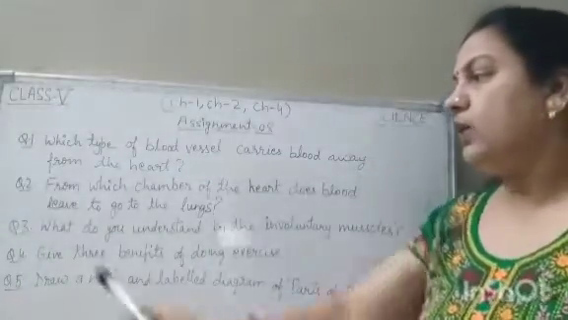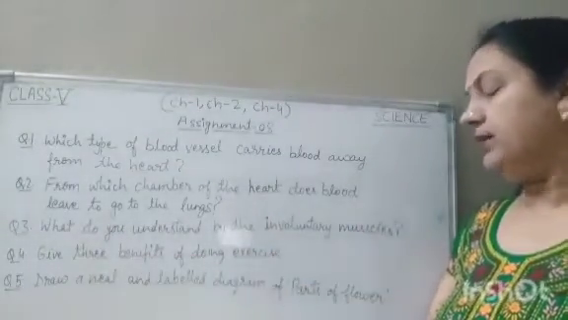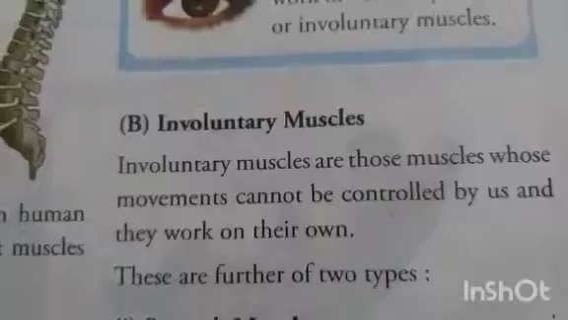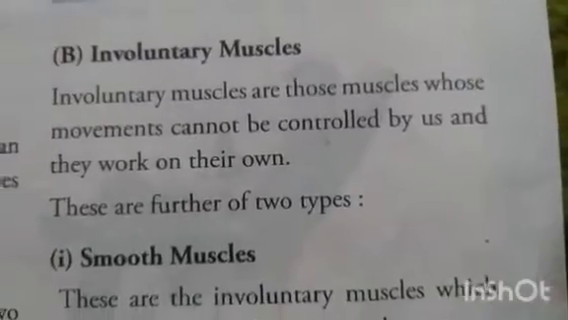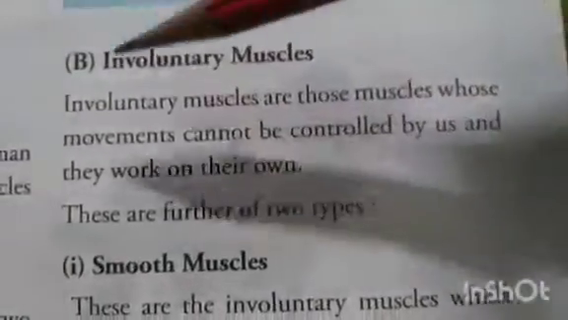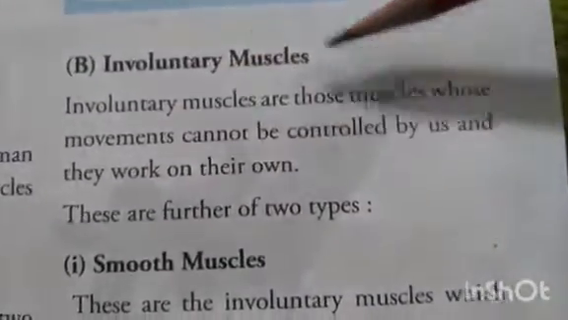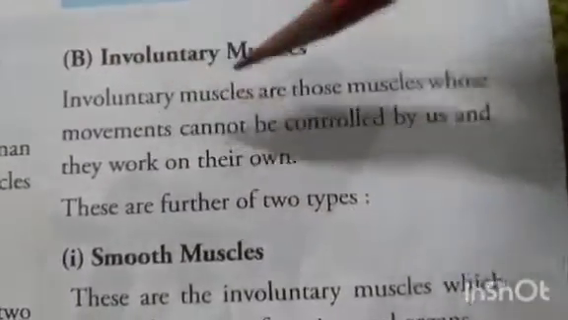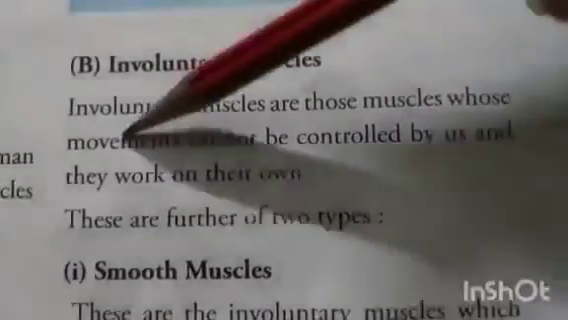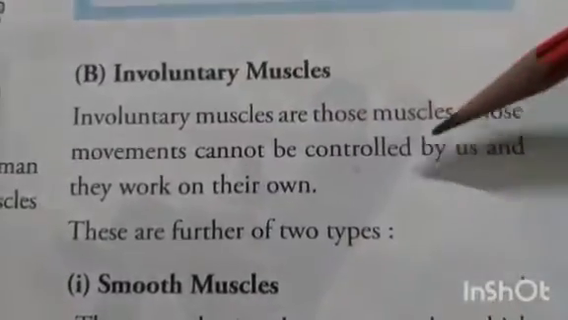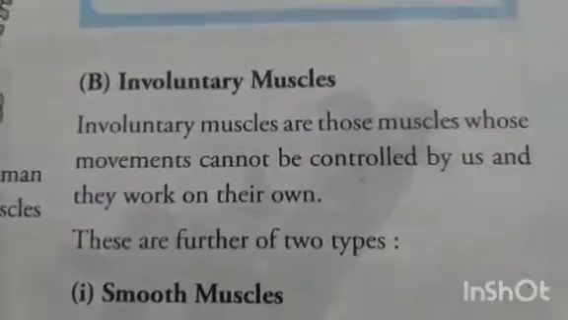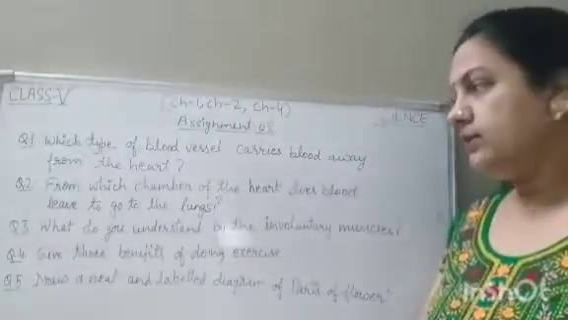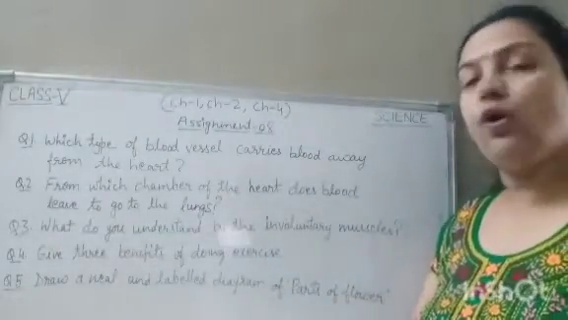Third question is what do you understand by the involuntary muscles? Children, on page number 21 of your book it is given here involuntary muscles. You will write involuntary muscles are those muscles whose movement cannot be controlled by us and they work on their own.